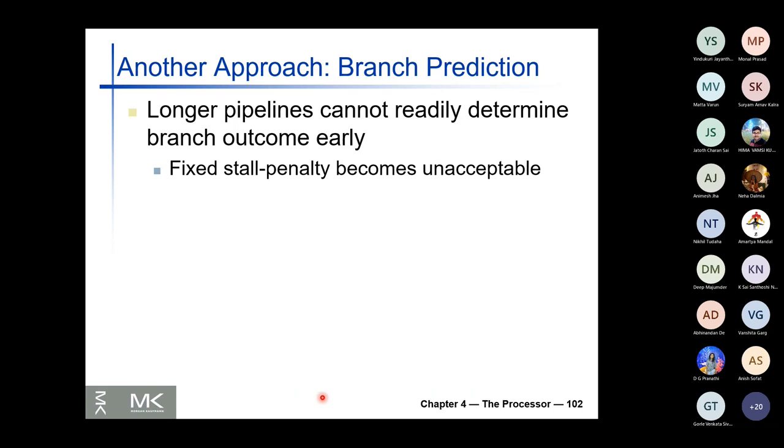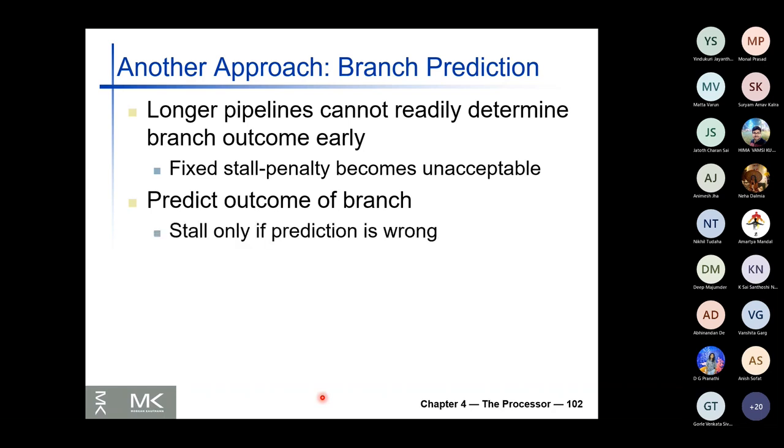And this kind of fixed stall penalty may become unacceptable for long pipelines. So prediction is a widely accepted technique, and a lot of research has been done on how to predict the successor of a branch. We'll touch upon just some basic and simple techniques on how the branch can be predicted.